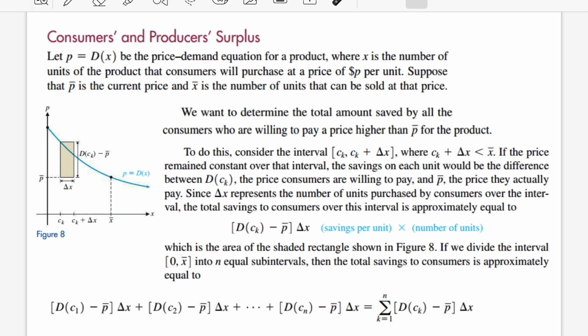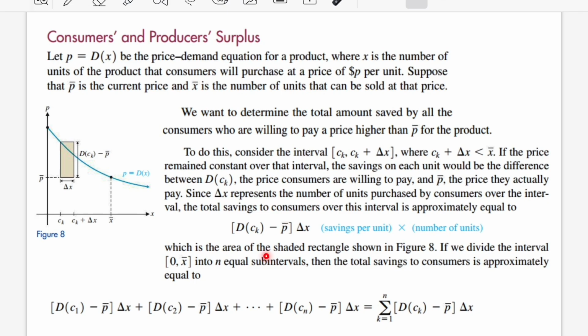Now to do this, we're going to consider this interval here, and looking back at this figure, that's this small interval. Now if the price remained constant over that interval, the savings on each unit would be the difference between D of c sub k, the price the customers are willing to pay, and the price they actually pay. So the difference of those two. Now since delta x represents the number of units purchased by consumers over the interval, the total savings to consumers over this interval is approximately equal to this difference times delta x. Again, this is the difference in the price consumers are willing to pay and the price they actually pay.